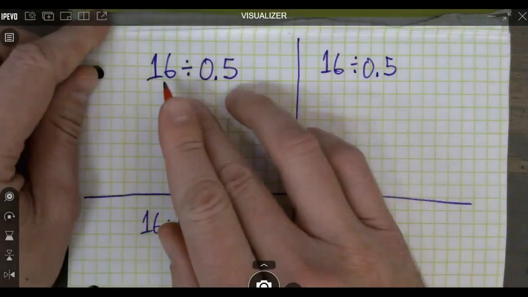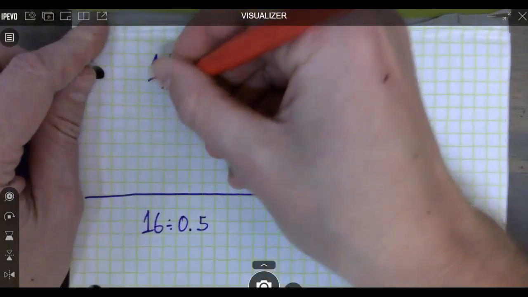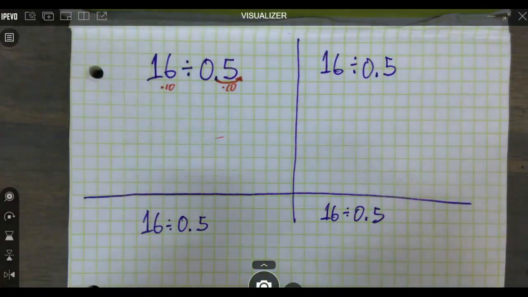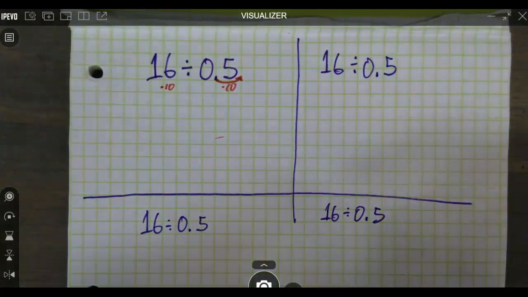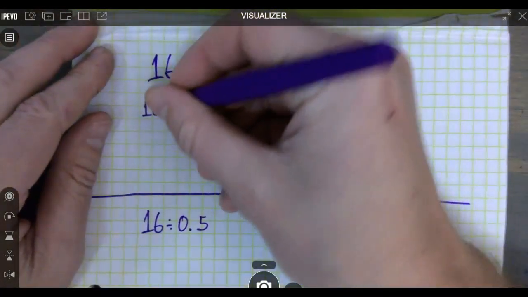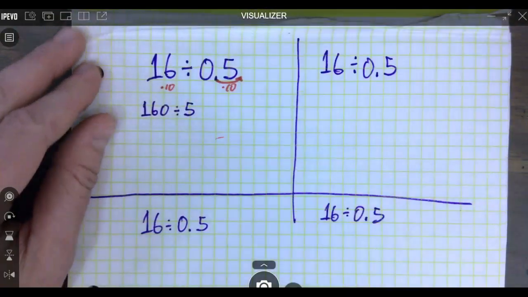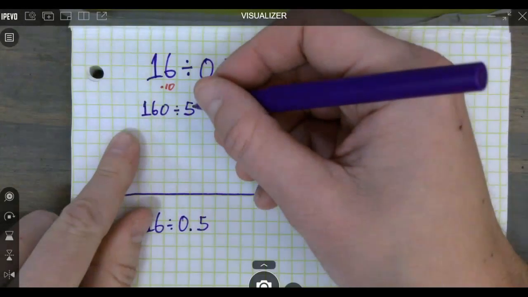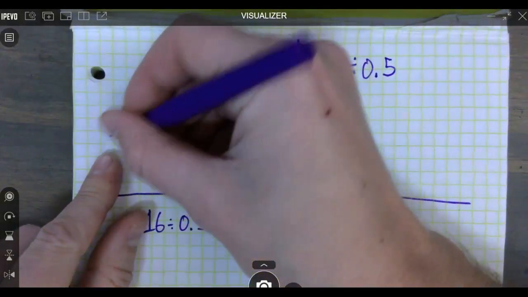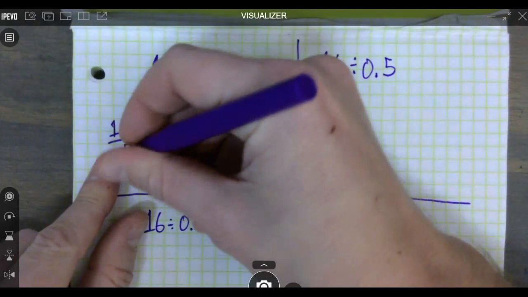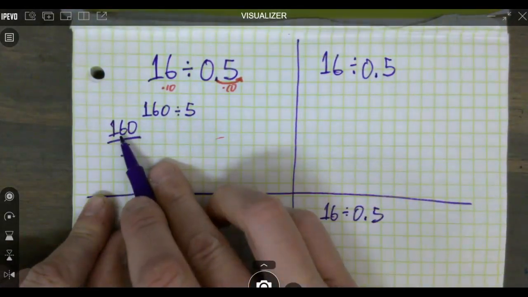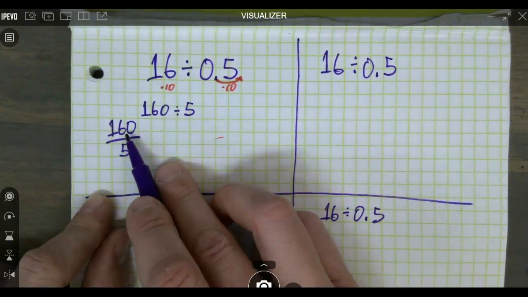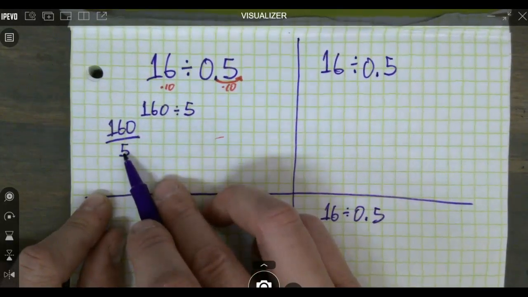Sure. If we do times 10 with both numbers, times 10, times 10, that's going to bump the decimal 1 place. So that's going to give us 160 divided by 5. And actually, this will be easier for me to think about if I stack it. Do the vertical division. Because, guys, what number is nicer than 160? It's close to 160. It's nicer with 5.